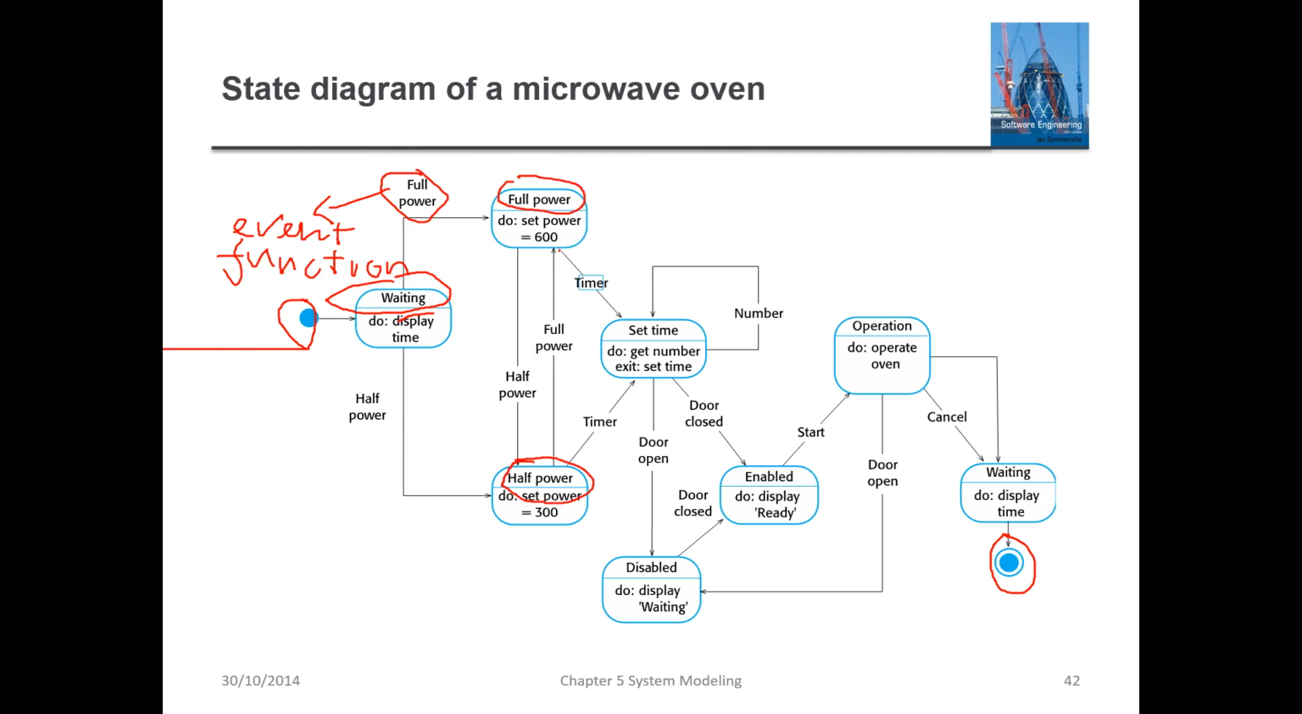And next, the event is a timer for the microwave, to set the time, and enable operation and disable for the state. And the function or event is on the connection between the states.